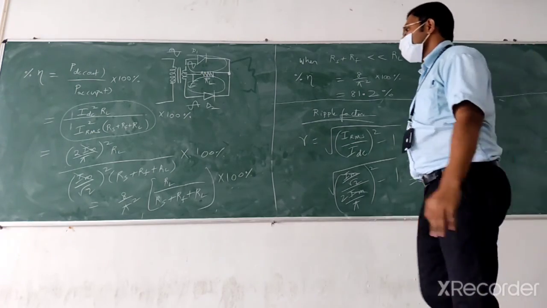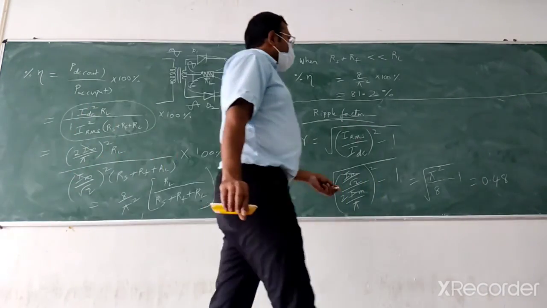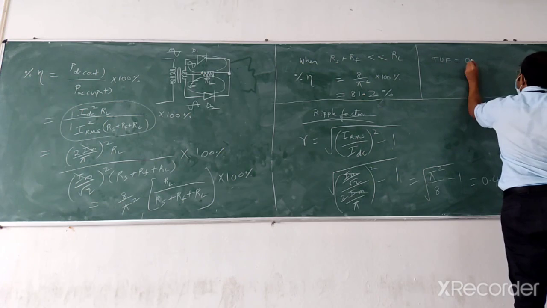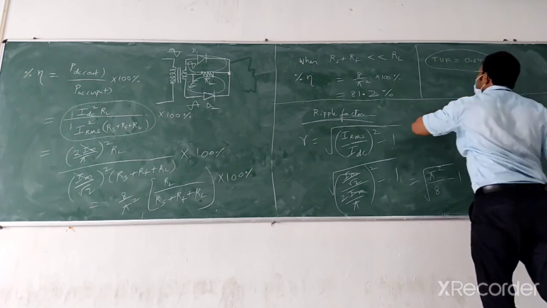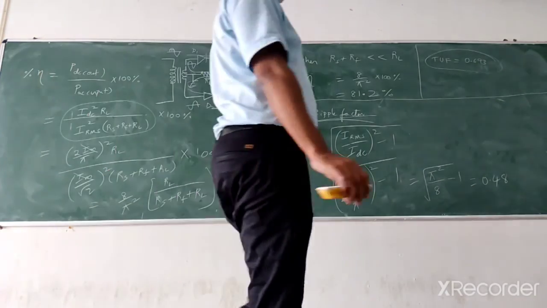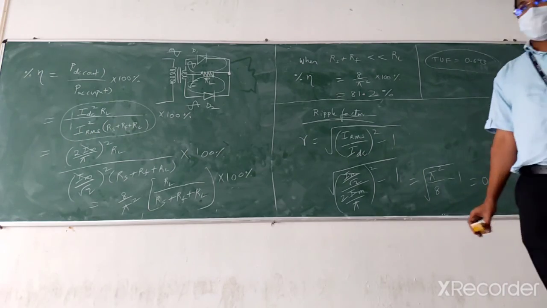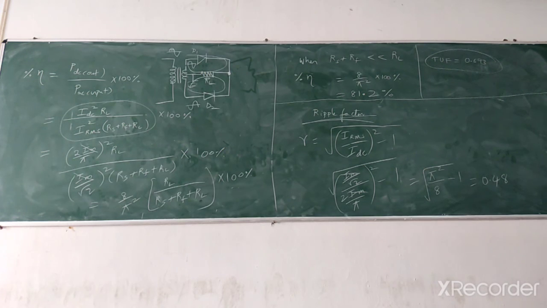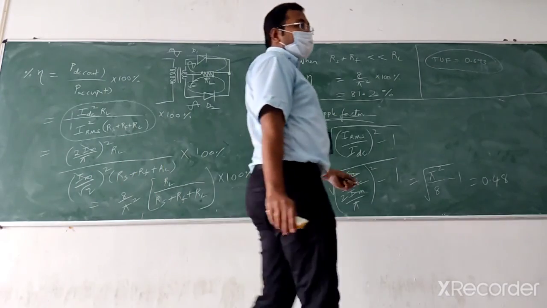Here, need not calculate, but transformer utilization factor will be 0.69. Okay, transformer utilization factor for full wave rectifier will be 0.69. What else we calculated for half wave? For half wave rectifier, 0.286 we got as transformer utilization factor.